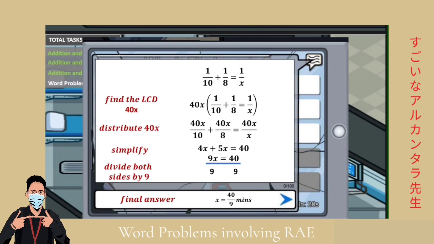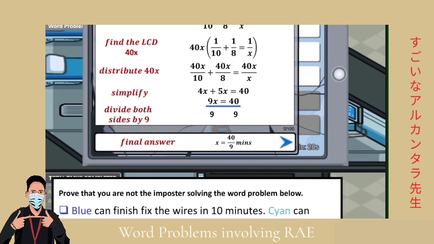You'll get 40x divided by 10, that's 4x. 40x divided by 8, that's 5x. 40x divided by x, that's 40. So 4x plus 5x, that's 9x equals to 40. And then divide both sides by 9 to get the value of x. The answer is x is equal to 40 over 9 minutes. So roughly that will be like 4 minutes and a few seconds. So basically still blue is actually incorrect.